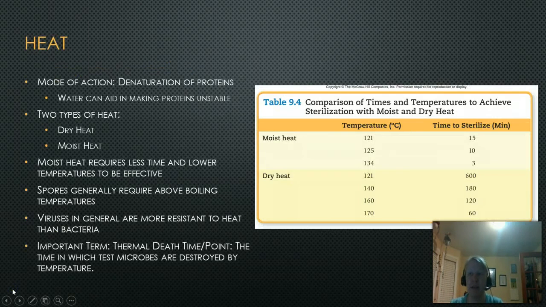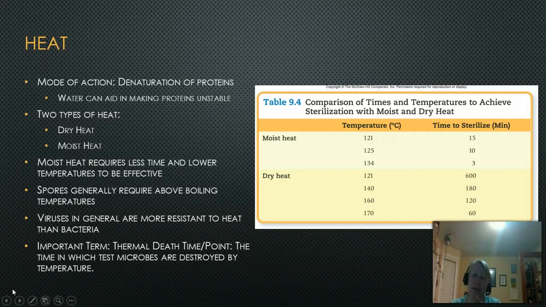So as I said, heat is 2 different types of control, and heat focuses on the denaturation of proteins. And we talked about this a little bit in the last section, where the proteins, when they're exposed to heat, unfold and can't refold, which means they can't function anymore, which means the cell is no longer able to survive. So it's a very effective way to kill cells.